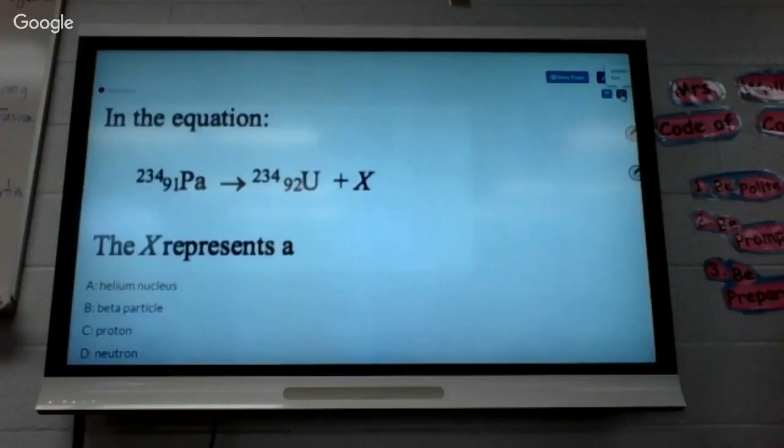Give everybody a chance, and then I'll scan. Think of the X as a blank line. You got to figure out what the blank line is. Instead of an X, it's the blank line.